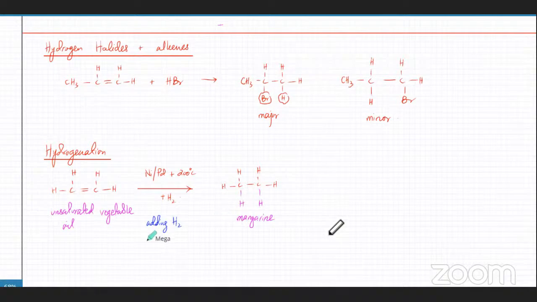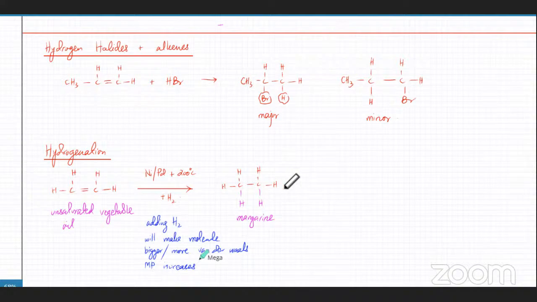What it will do is make the molecule bigger. And if the molecule is bigger, what will happen? There's going to be more van der Waals forces, and the melting point will increase. So whenever you want to make the melting point slightly higher, you can simply add H2 to it, and all the double bonds would be gone, and the molecule would become saturated, and it would just have a higher melting point. That's it.